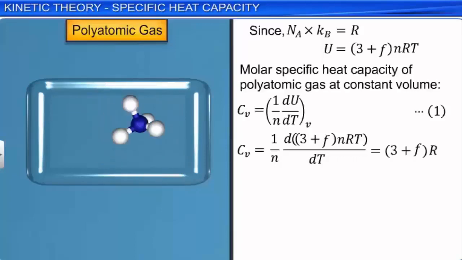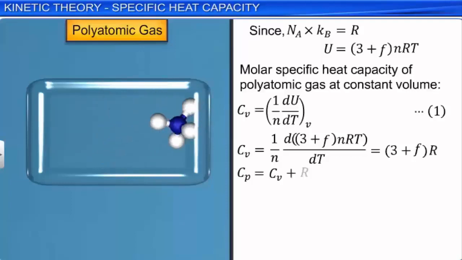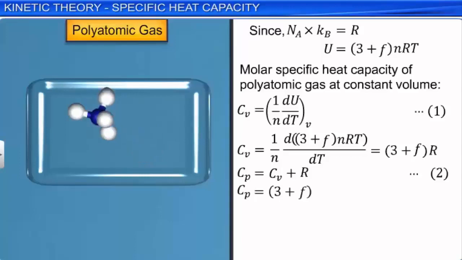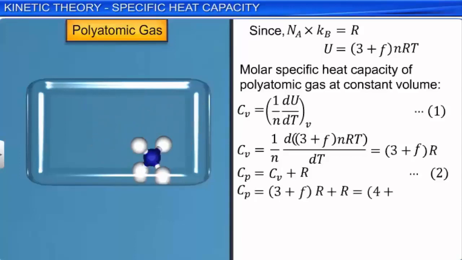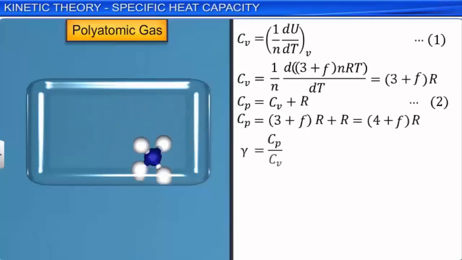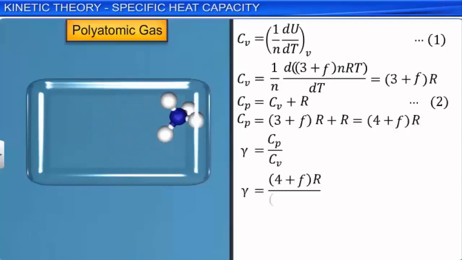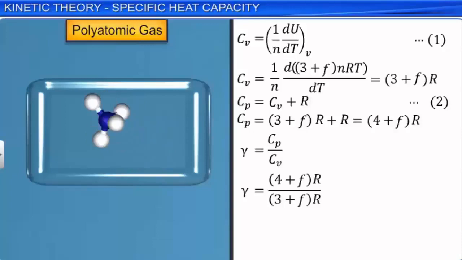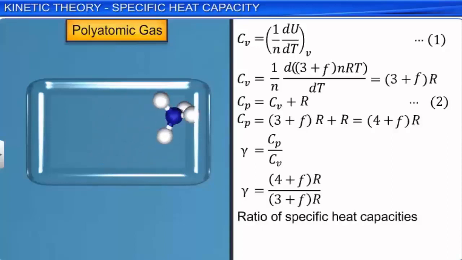From the relationship between Cp, Cv and R, Cp is equal to Cv plus R. We get Cp is equal to (3 plus f) whole into R plus R, which is equal to (4 plus f) whole multiplied by R. Thus, gamma is equal to Cp by Cv, or (4 plus f) whole into R by (3 plus f) whole into R. Hence, the ratio of specific heat capacities of a polyatomic gas is (4 plus f) by (3 plus f).